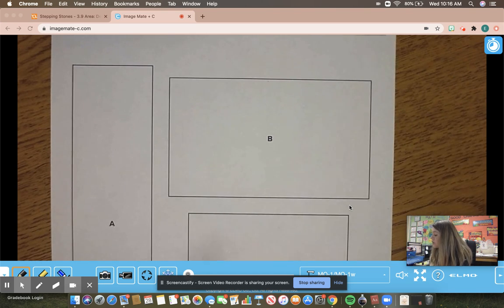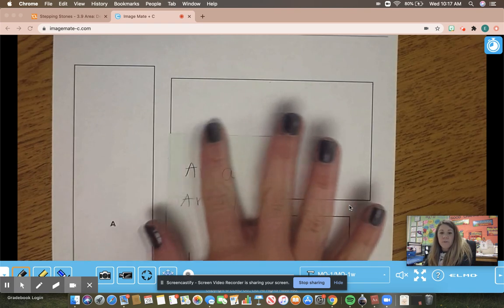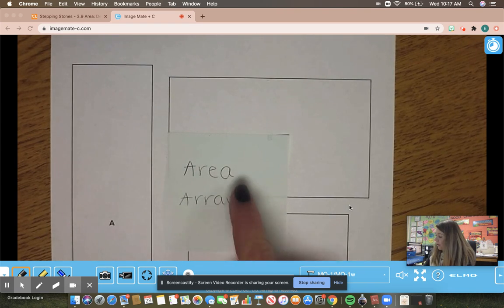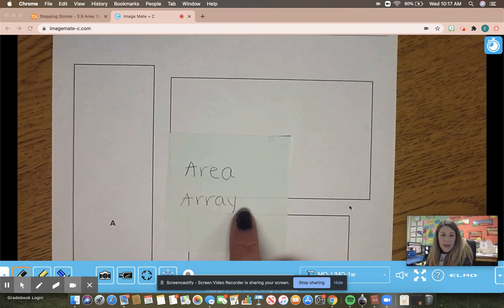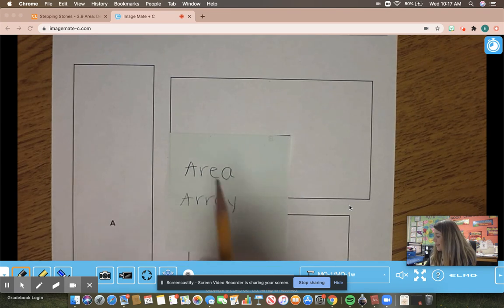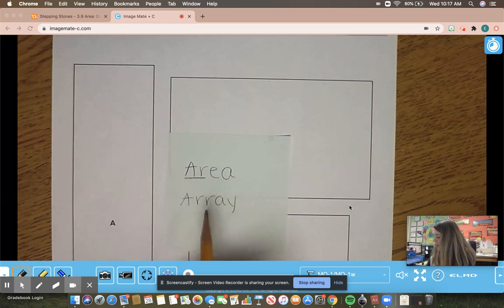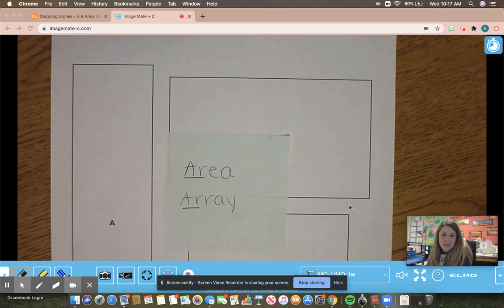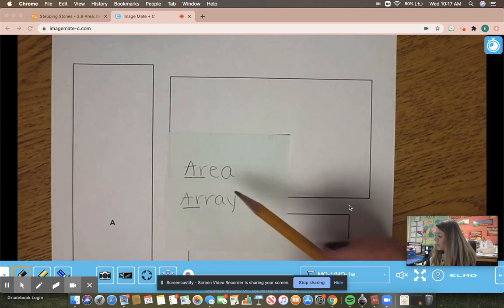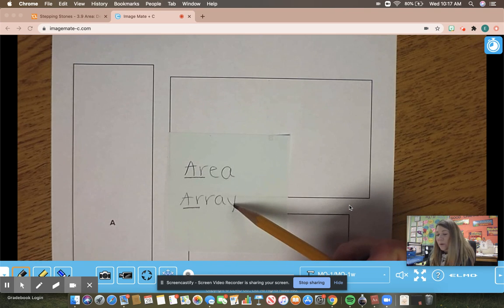All right, so we're going to be looking at the area of this. I want you to look at this Post-it note for a second. Area and array, what do those two words have in common? Look at those words. What do they have in common? Hopefully you notice that area starts with AR and array starts with AR. This is going to be your trick to remember what area is. It's when you're looking at an array.